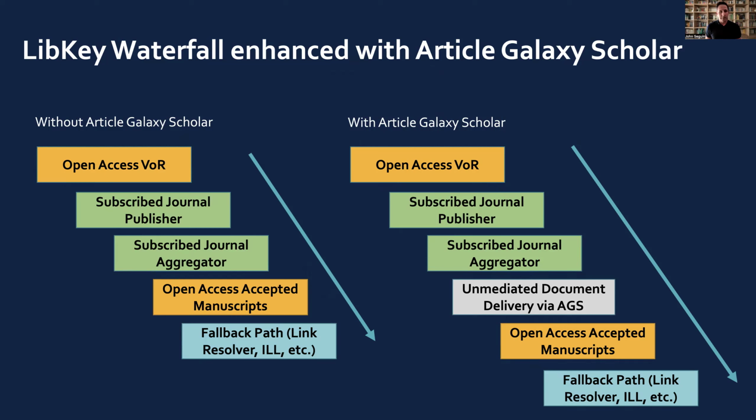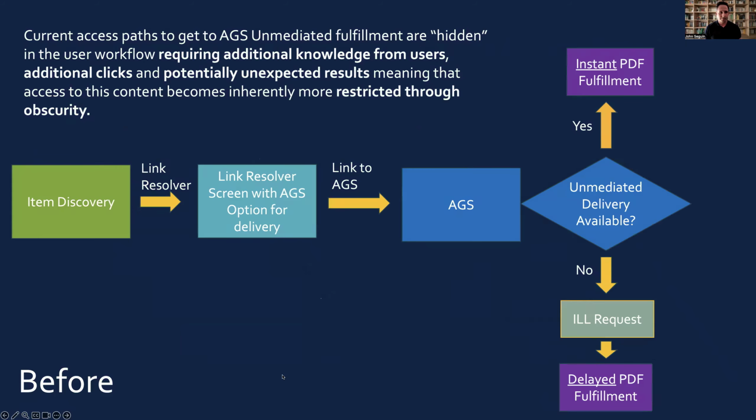So if an article comes up that a user is interested in, it's not open access version of record, it's not in your subscription holdings, it's not in your aggregation, but it does fall within the parameters of what you've configured in Article Galaxy Scholar, say this particular journal from 2020 to present, the articles from 2022, then we would present a request PDF link to the user, and they would make a direct link over to AGS to have that fulfilled.